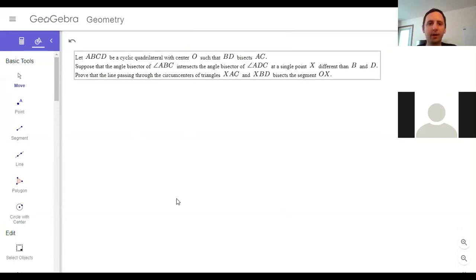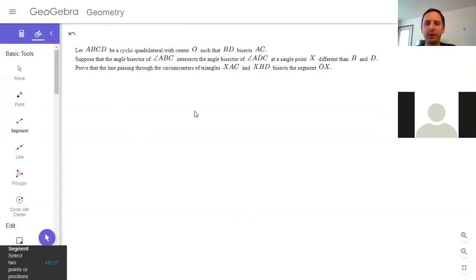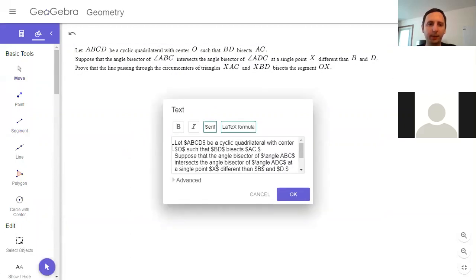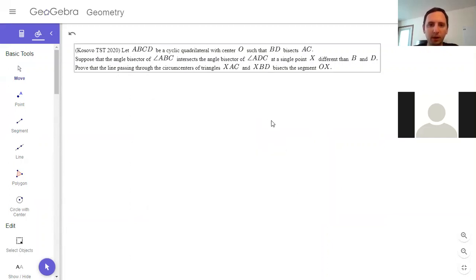All right. So this is a problem that Irajan just mentioned. It's from the Kosovo team selection test in 2020. Let me type that out here just so that the viewers know. All right. So we have the cyclic quadrilateral ABCD.